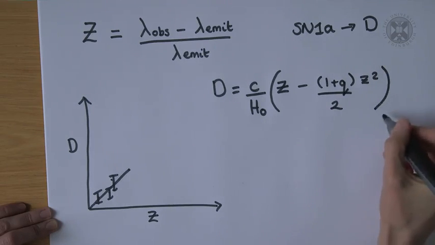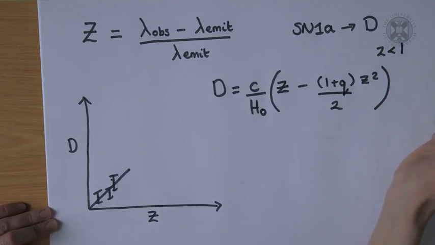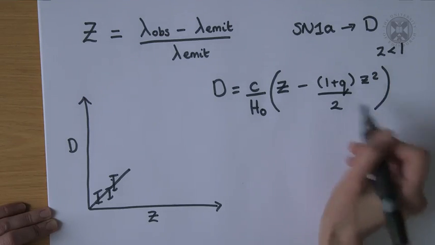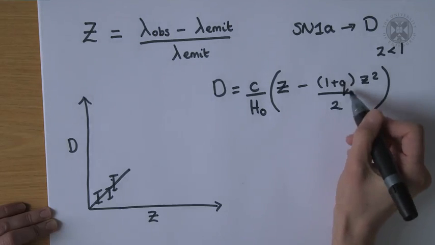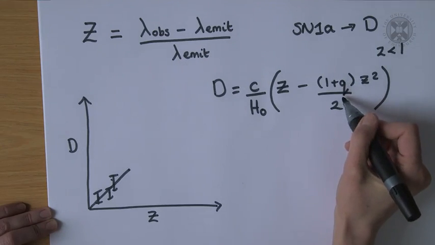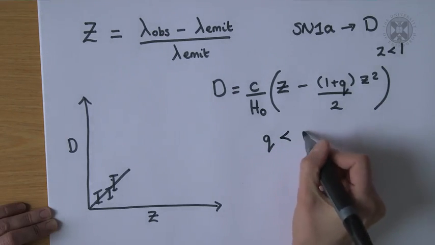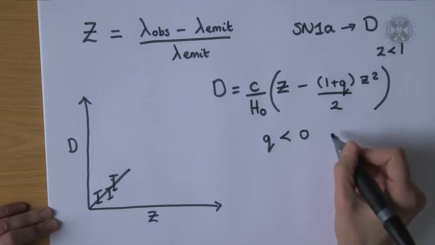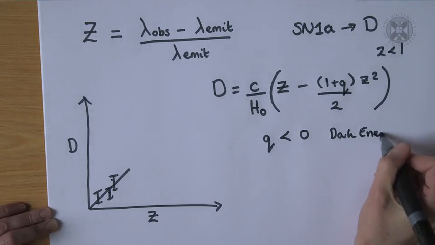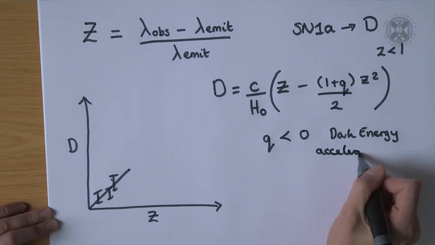And this equation that I've written out here works for redshifts less than about 1. If you want to go to higher redshifts than that, you need more terms in here. Okay, what have I written down here? I've got this parameter Q in here. Now, Q tells you about what's happening to the expansion of the universe. Now, if Q is less than 0, then we have a universe with dark energy in it, and it's causing accelerated expansion.